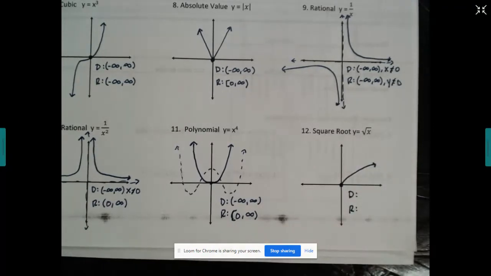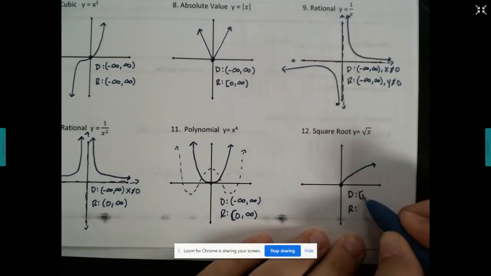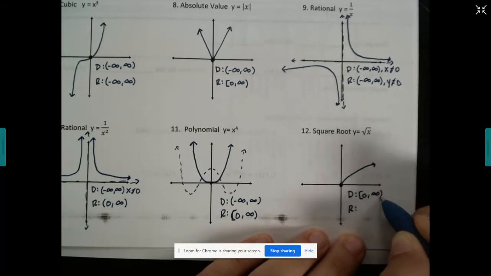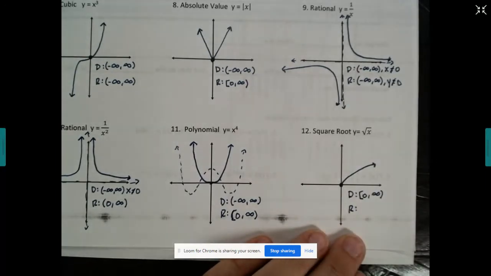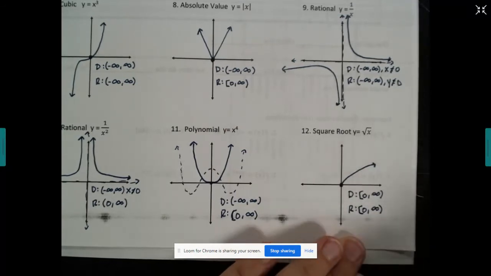And so with square root, it's always just going to be going in one direction. So this one is going to the right and it's going up. So our domain is from 0 to infinity. It starts at 0, just going to the right. And then our range, it starts at 0 and it just goes up. So 0 to infinity.